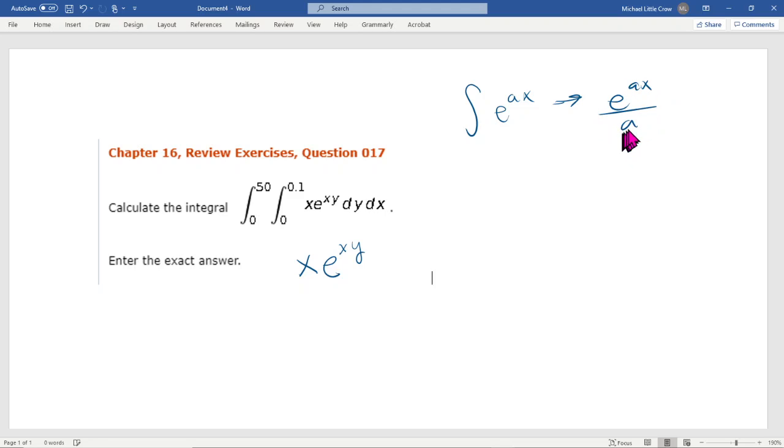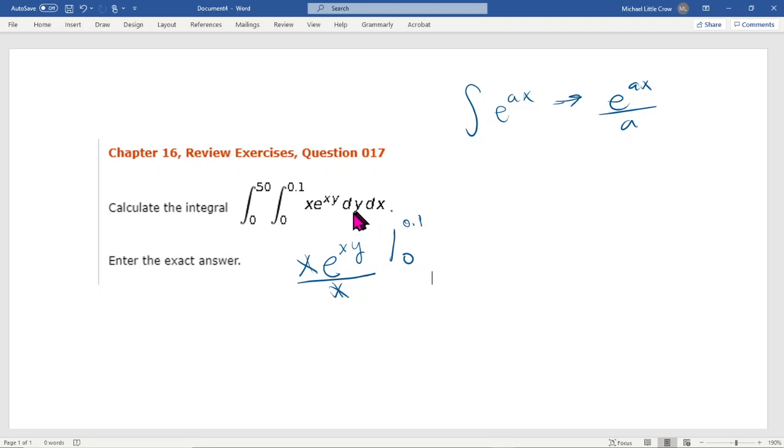So whatever this constant is, we have to divide it out, because when you take its derivative, this comes down. So since x is a constant, that's taking the place of the a, we have to divide by x, which cancels out. Okay, so then we just have e to the xy between 0 and 0.1. So let's evaluate that.